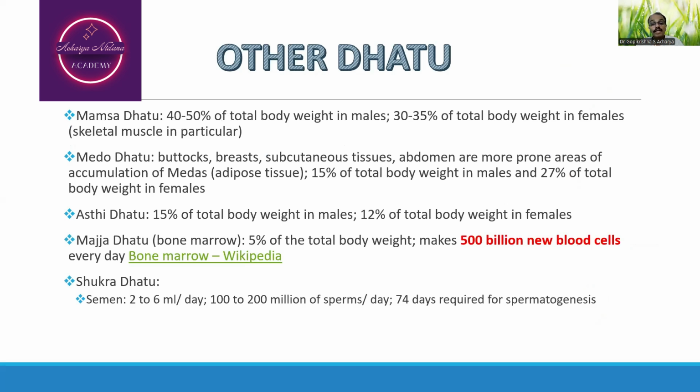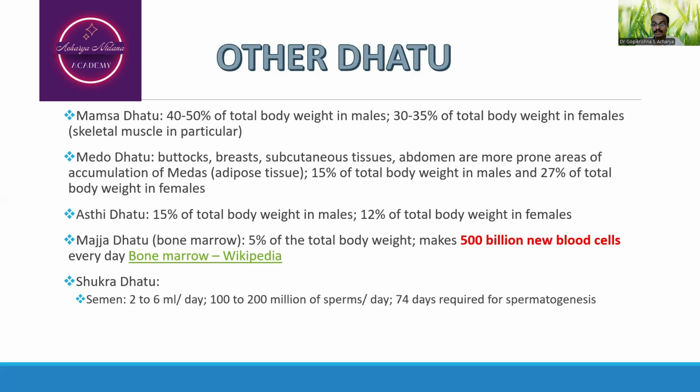As far as the next dhatu, Mamsa Dhatu, contains 40 to 50% of the total body weight in males, and in females it is around 30 to 35% of the total body weight. Here the muscles are usually considered to be the skeletal muscles, whereas Medo Dhatu, or the adipose tissue, is present in the buttocks, breasts, subcutaneous tissue and abdomen, and it contains nearly around 15% of the total body weight in males, whereas females have 27% of the total body weight.